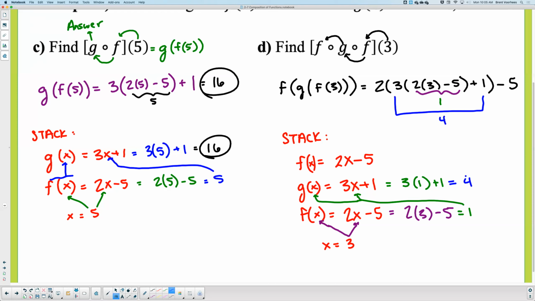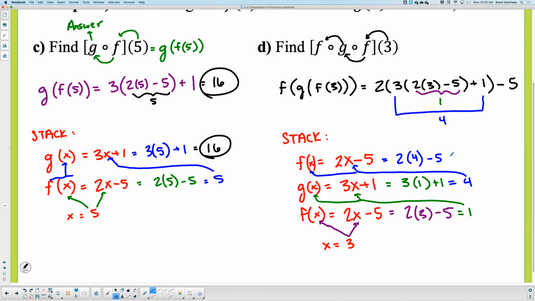So now we take this 4 and we plug it into f. We're now finding f of 4. So it'd be 2 times 4 minus 5. And you don't have to do all these arrows. I'm just showing you clearly what I'm doing. 2 times 4 is 8 minus 5. You get a final answer of 3.